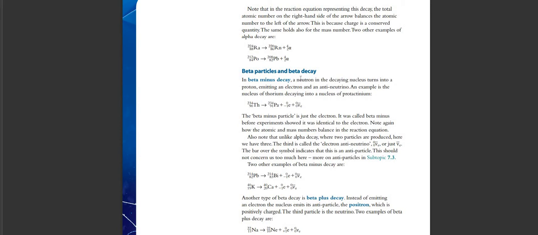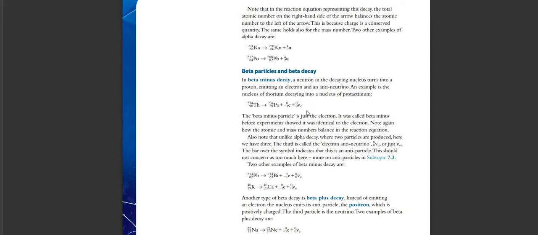Next up, we have beta minus decay. In beta minus decay, you have a neutron in a nucleus breaking down into a proton and emitting an electron and an antineutrino. So here's an example of a beta decay. You have thorium 234, which breaks down into 234 protactinium, I think. I'm just going to call it that. Protactinium, and a beta minus and an antineutrino.